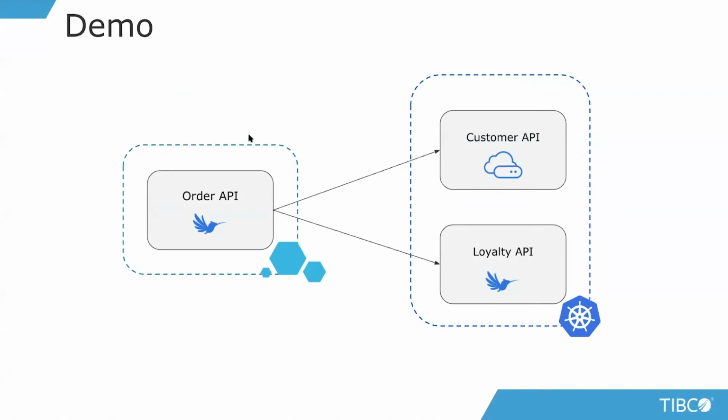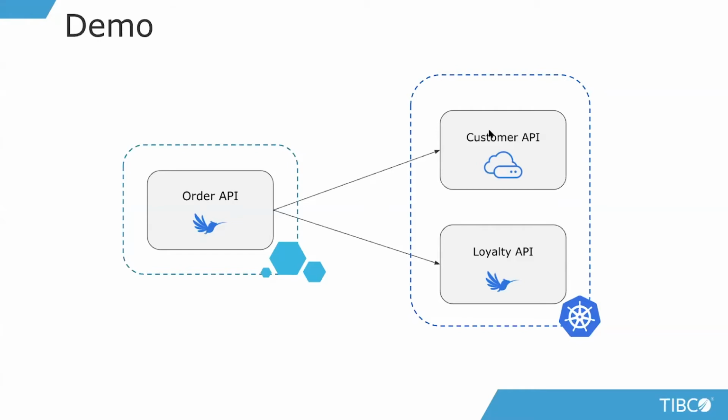this new feature. Let me quickly explain the use case. As part of this demo, I've created a simple e-commerce application, and I've created 3 microservices as part of this application. Order API application, this is built using PCI Develop, which is powered by Flogo. This application is running on TIBCO Cloud environment. This application calls other 2 microservices, Customer API and Loyalty API.